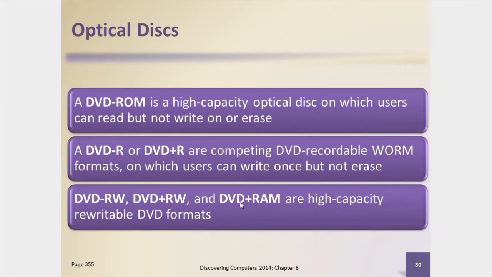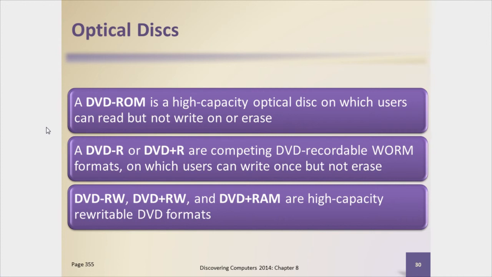A DVD-ROM is very similar to that CD-ROM. Digital video disc, read-only memory, is a high-capacity optical disc on which users can read but not write or erase. It has a much higher storage capacity, usually about 4.7 gigabytes. So this makes it great for viewing movies. That's why you see DVD movies on DVD-ROMs. You've also got DVD-Rs, plus and minus Rs.